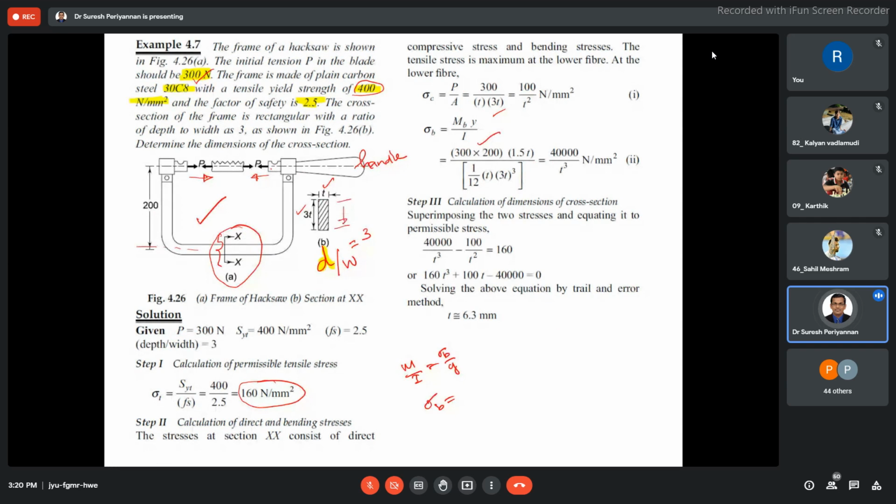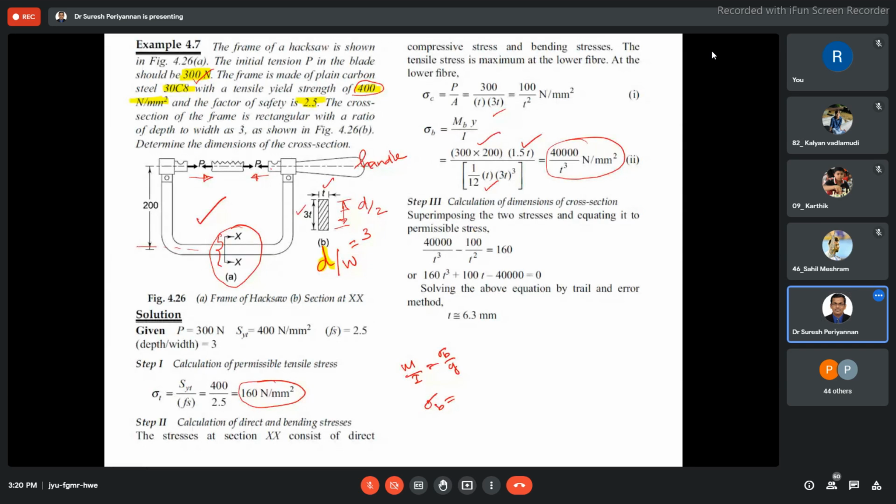This is D by 2. Then 1.5 T. Then what is I? I is equal to B D cube by 12. Then 1 by 12 T into 3 T cube. Then you are going to get it in terms of T. Your bending stress is 4000 divided by T cube Newton per mm square.